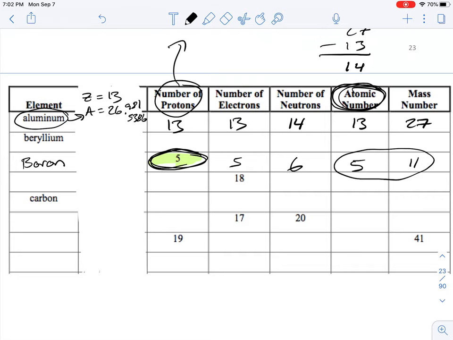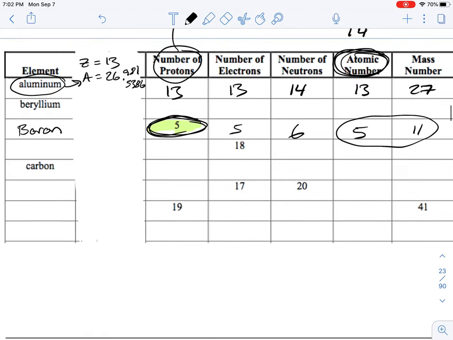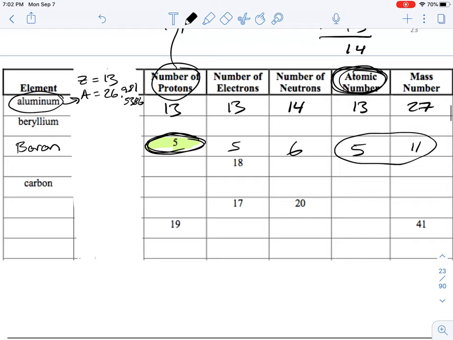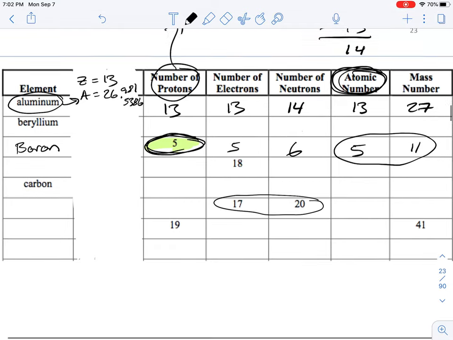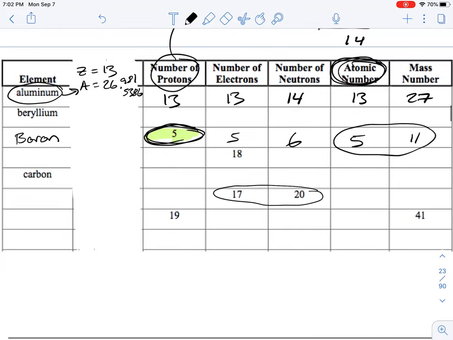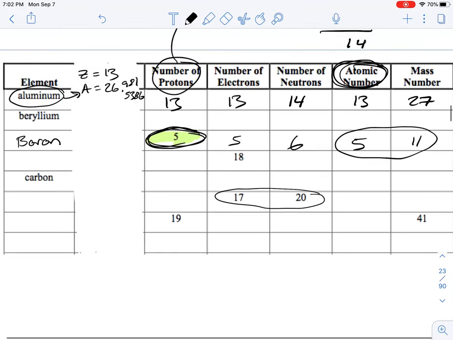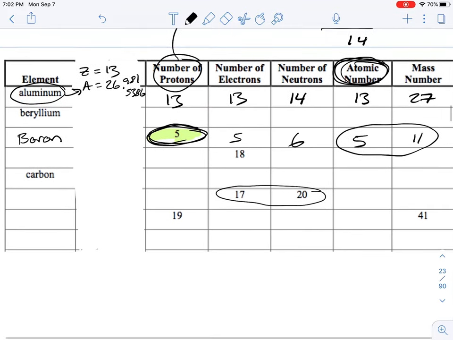All right. So let's go ahead and just do one more here. Let's go ahead and look at these two. Okay. Now here for this column, it has given us the number of electrons and the number of neutrons. And so from this piece of information, we should be able to fill in the rest.